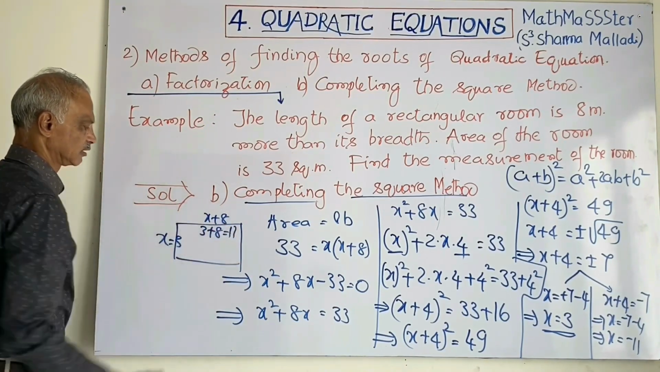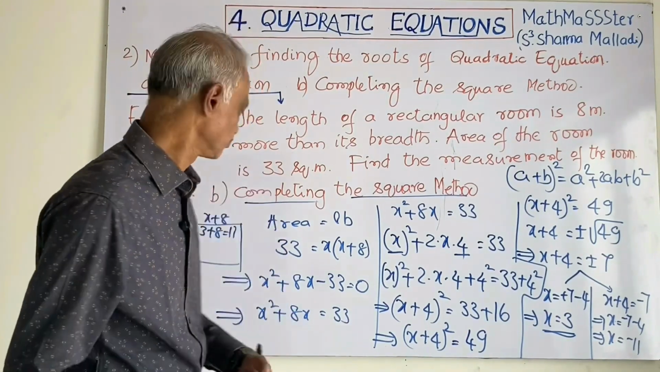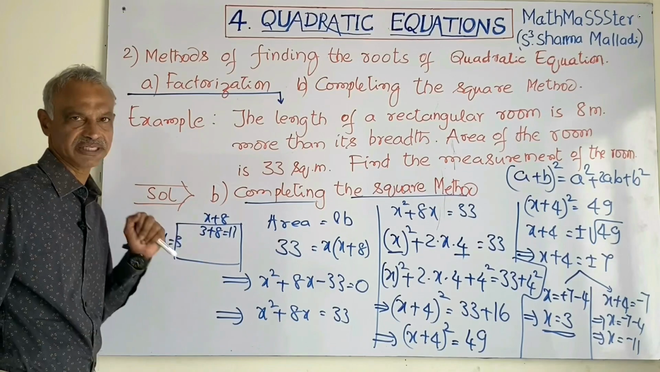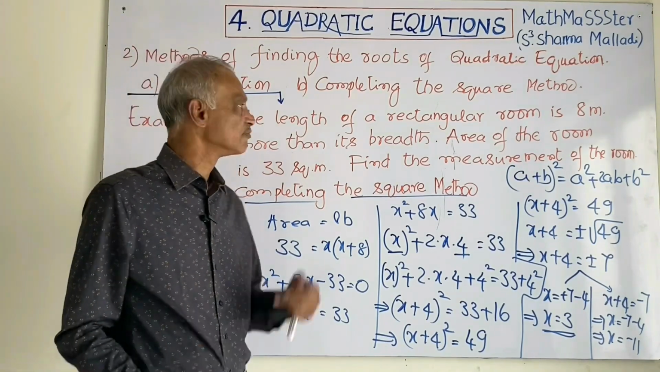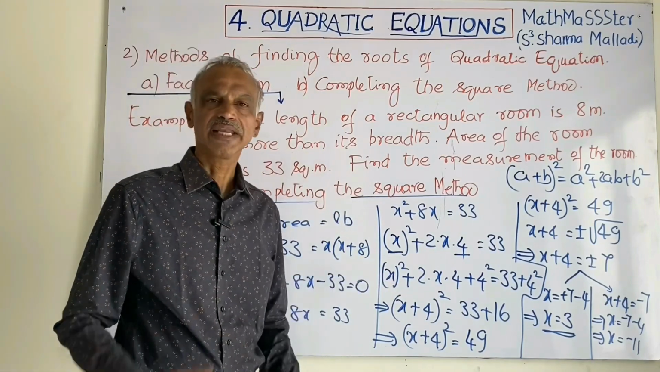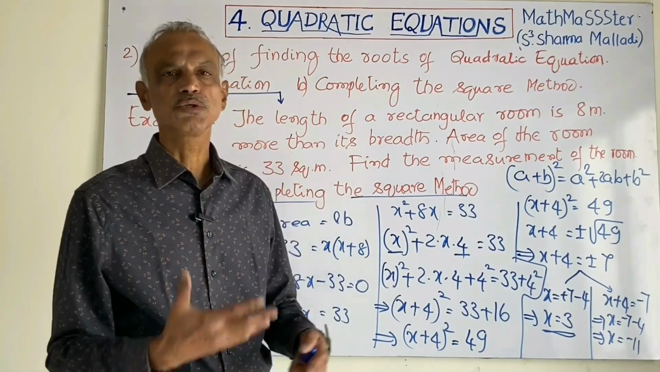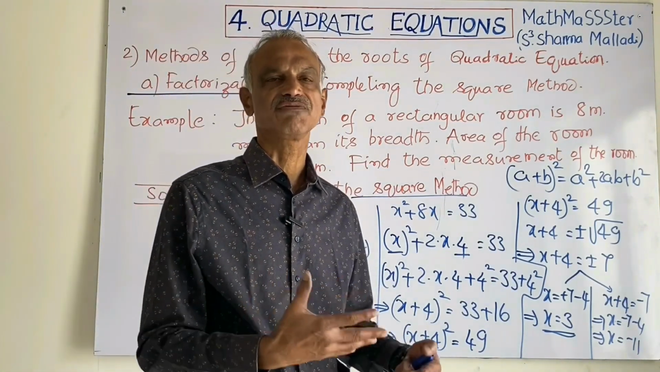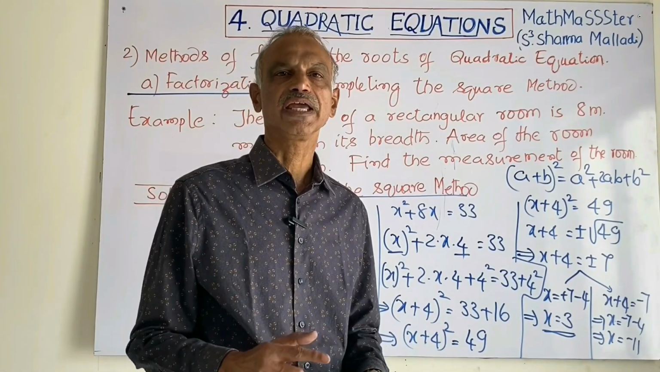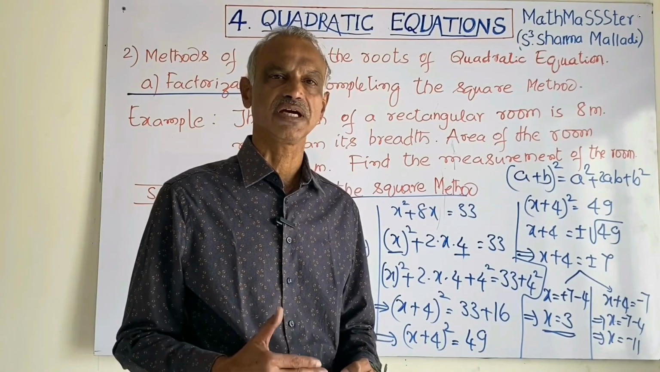What are the measurements of the room? Breadth is 3 meters and length will be 11 meters. Like that you have to do factorization and completing the square method. Next we can find out the roots of the quadratic equation, which is in the form of ax square plus bx plus c is equal to 0, and a is not equal to 0. a, b, c are real numbers.